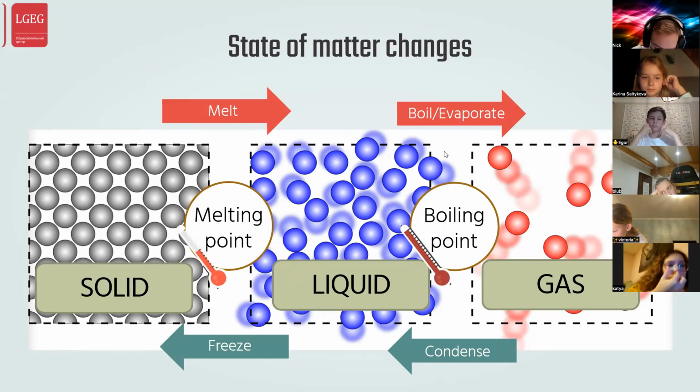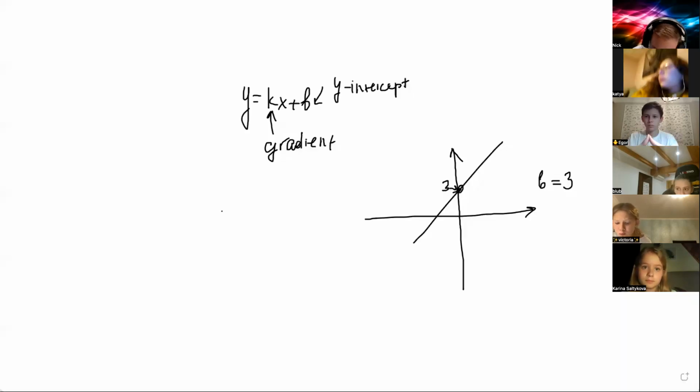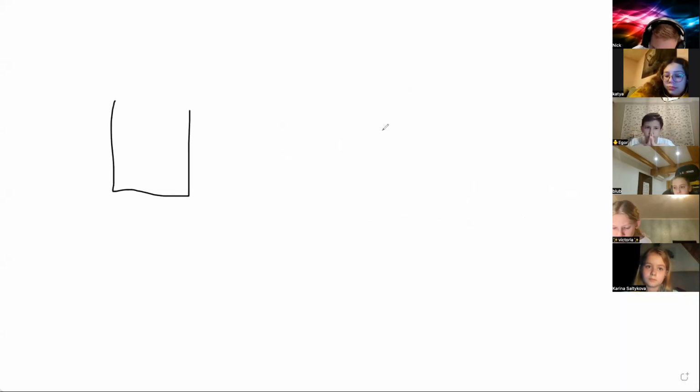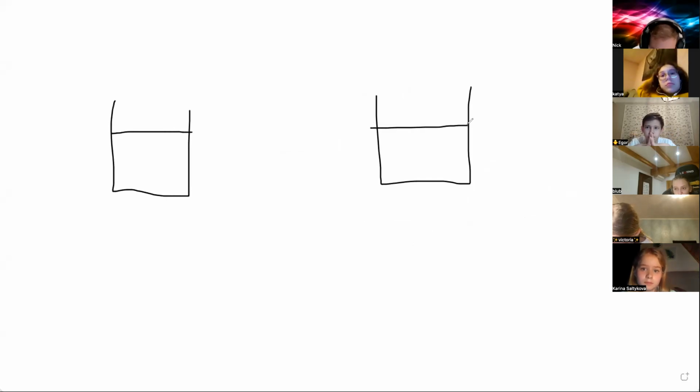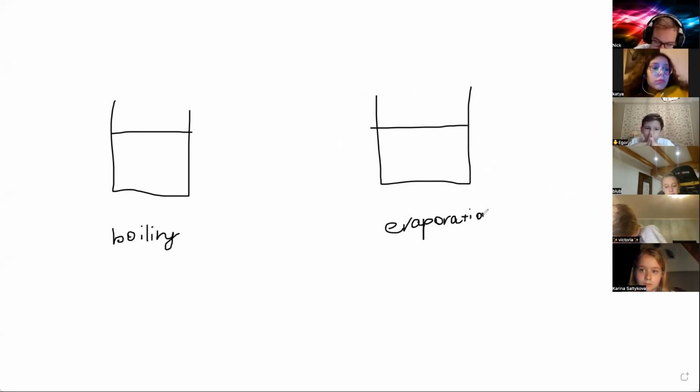So there are these two words, boiling and evaporation. Let's quickly discuss what's the difference between these two. Let's imagine we have 2 cups with water. Here will be boiling, and here will be evaporation. There is actually a difference between these two.